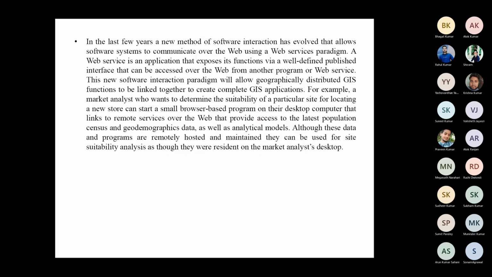In the last few years, a new method of software interaction has evolved that allows software systems to communicate over the web using the web service paradigm. A web service is an application that exposes its function via a well-defined published interface that can be accessed over the web. This part will be covered next semester when we learn about web GIS. There, instead of using such software, people use web services. We will learn how desktop GIS is getting replaced by web GIS functionalities. Then software types.